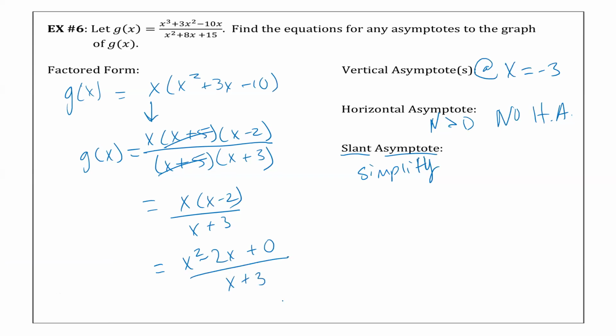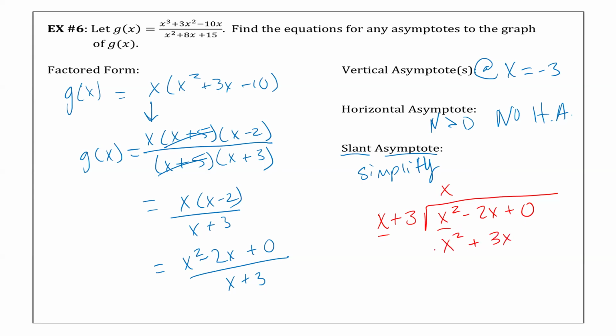Can I divide that? Yes, we can. So to find our slant, your x plus 3 is your divisor, goes on the outside. x squared minus 2x plus 0 is your dividend. Could you have done this using the original? Yeah, but look how many more numbers and variables. Is it necessary? Use the simplified form. All right, x squared divided by x is x, times x plus 3.